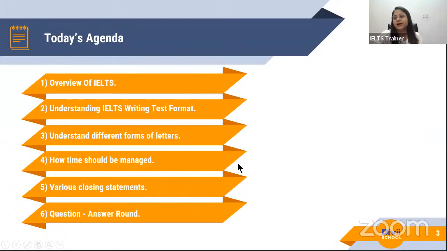So today, what is our agenda? Today we are going to have an overview of IELTS, and different parts of the letters are going to be discussed. Moreover, writing analysis is going to be done. Different forms of the letters are going to be discussed. And then how the time should be managed in terms of writing a letter will be elaborated more. Thereafter, closing statements. And last but not the least, question and answer rounds are going to be held.